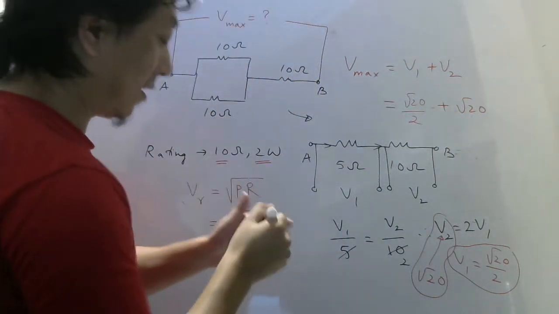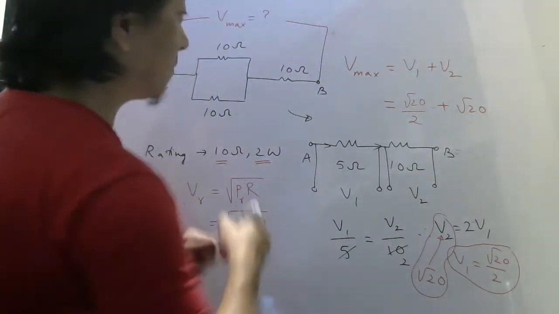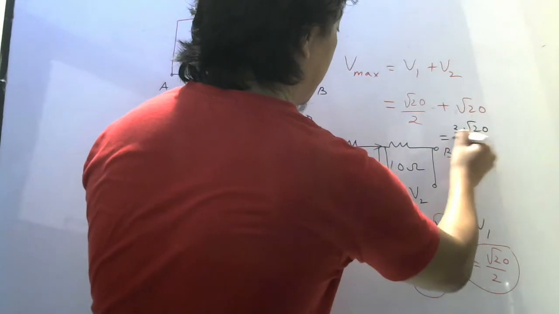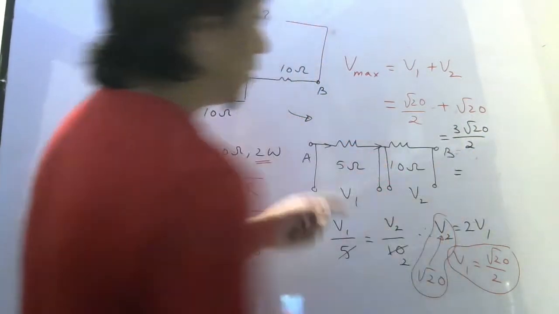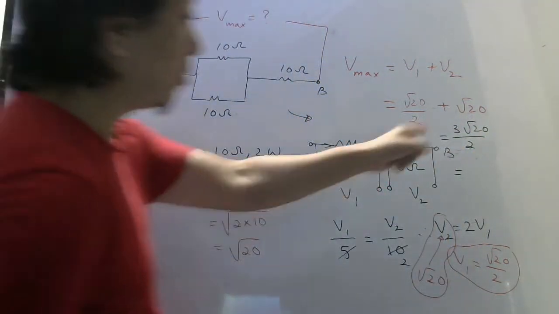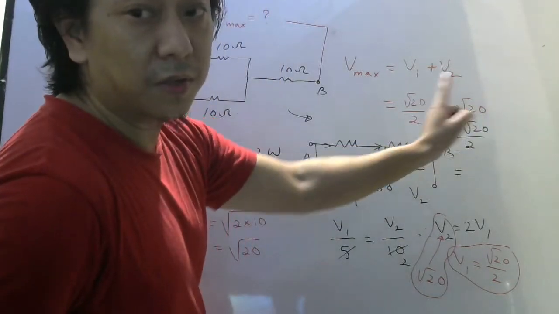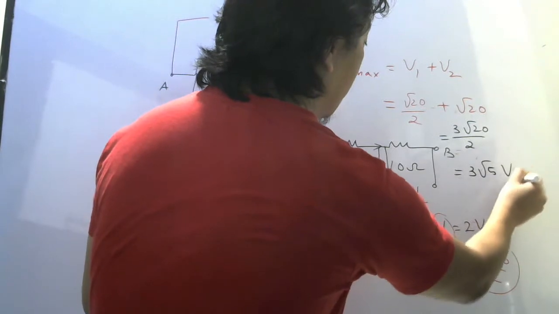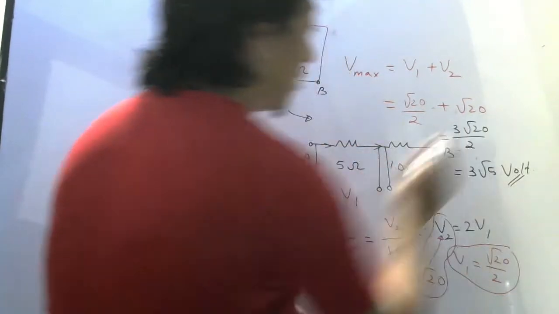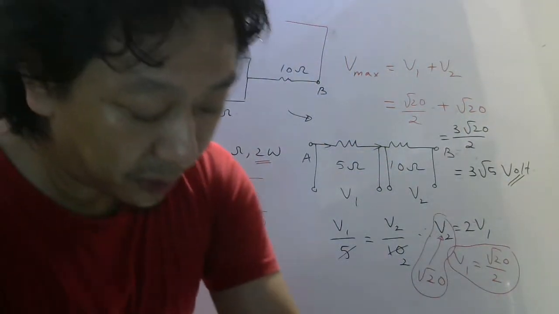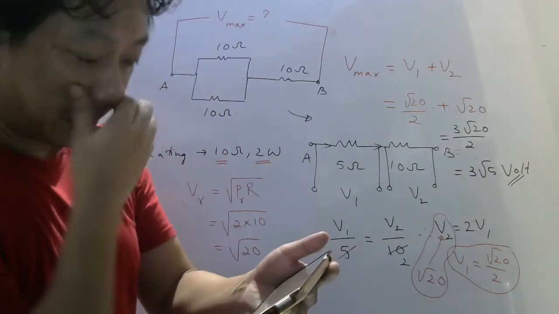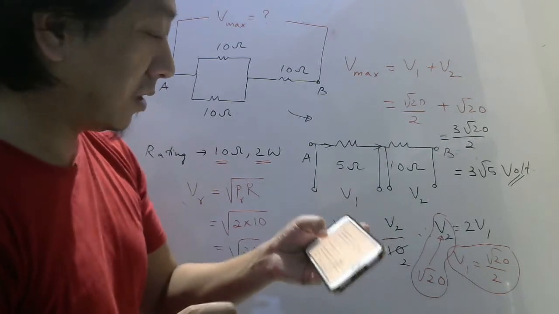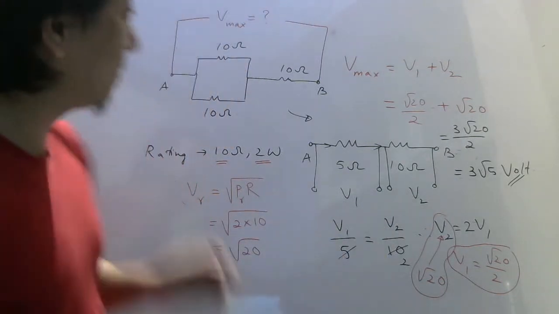So then you can add, right? If you add, how much will you get? This will be 3 root 20 divided by 2. Root 20 I can write as 4 into 5, so 2 root 5. The 2 will cancel. So 3 root 5 volt. That much maximum voltage can be applied across the combination. So the answer is 3 root 5, option 37.